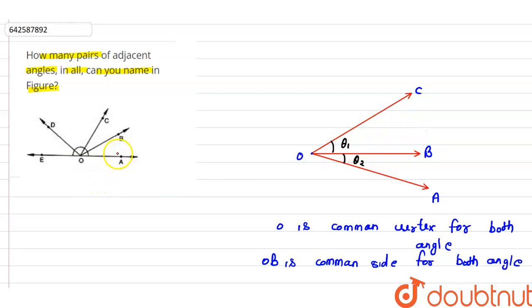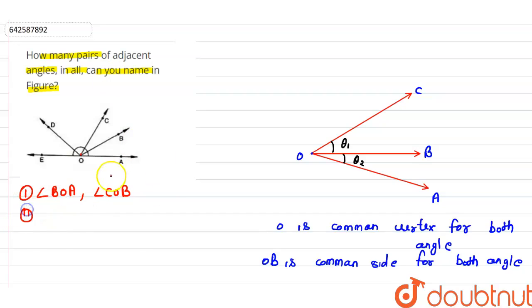If we check here angle BOA and angle COB, these two angles are adjacent because they have a common vertex, that is O, and the OB side is common to both angles. So these two angles are a pair of adjacent angles. This is our first pair.